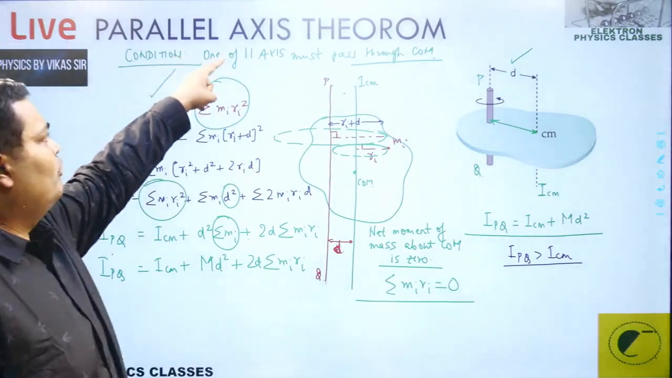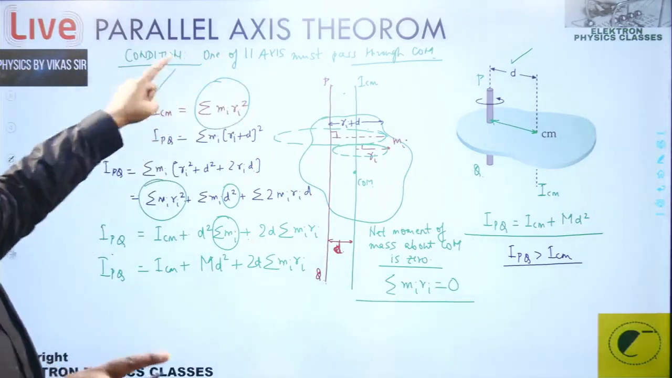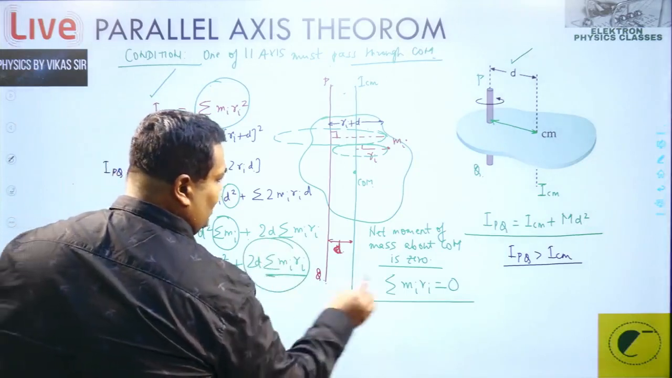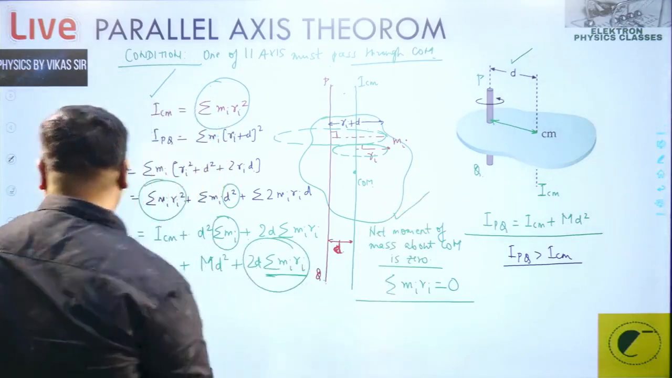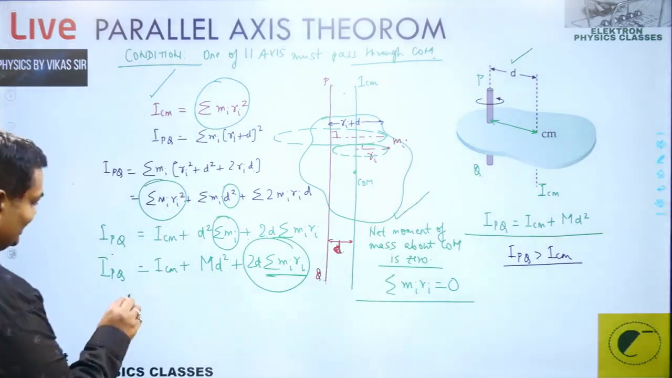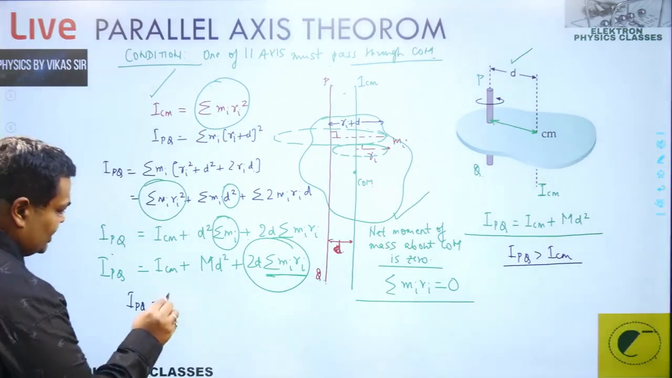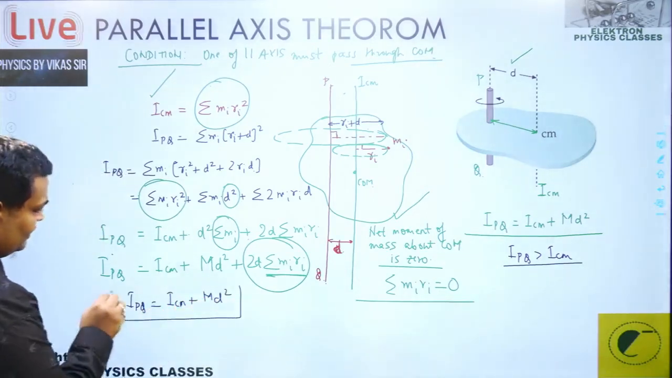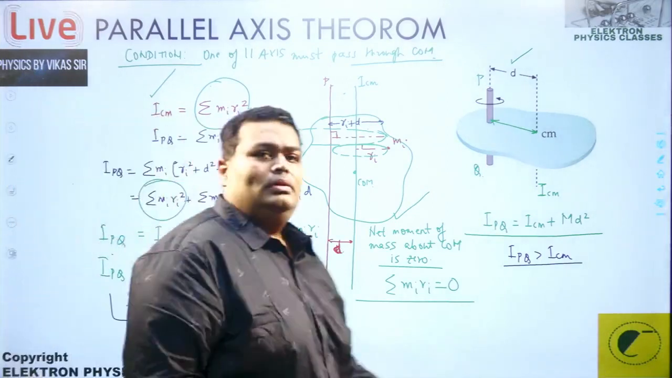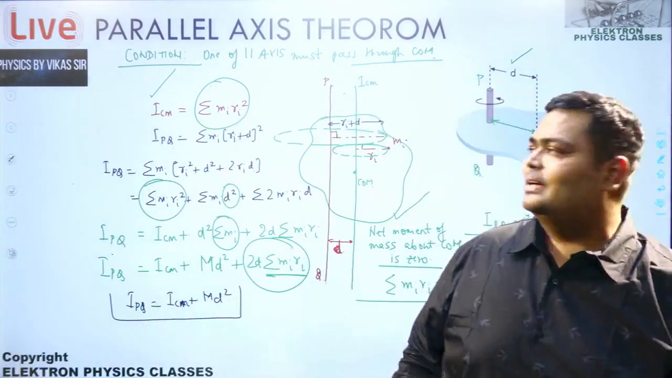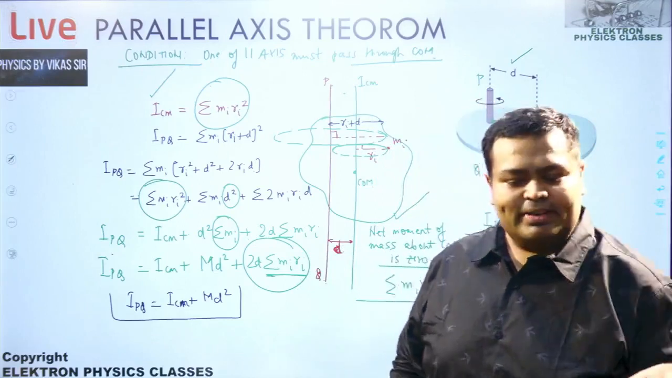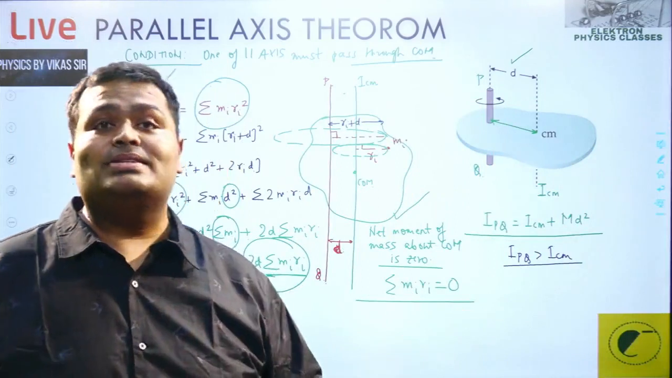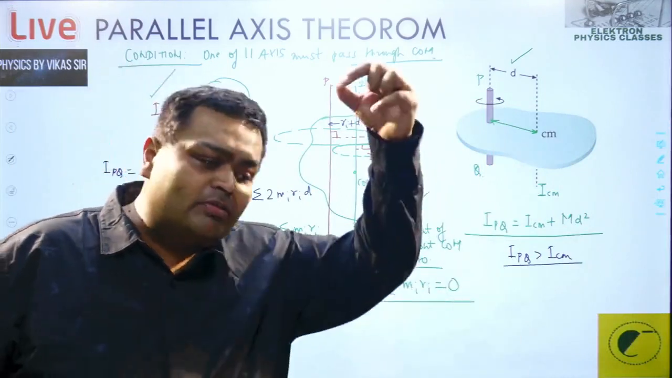Necessary condition: one of the axes must pass through the COM. That basically reduces this term to 0 because summation Mi Ri is 0 because of this condition, and hence you get the result that the moment of inertia about the PQ axis is I_CM plus M into d square. That's your parallel axis theorem. See, the center of mass is not leaving us behind. It was there yesterday also. It is there today also. In the future also it will be there because it is one of the pillars of rotation.